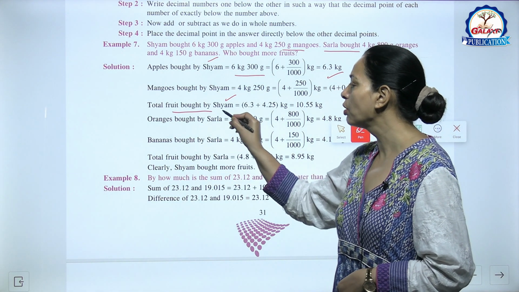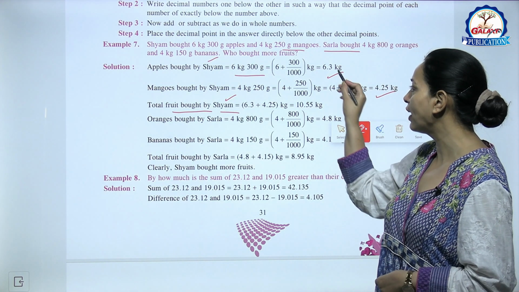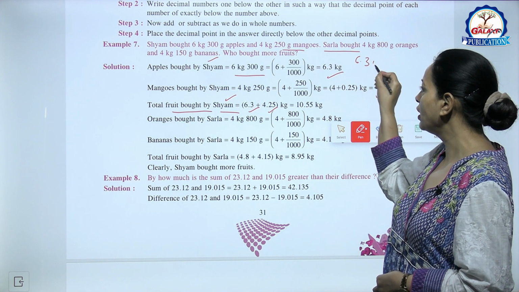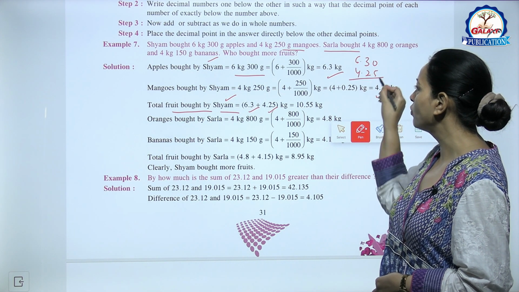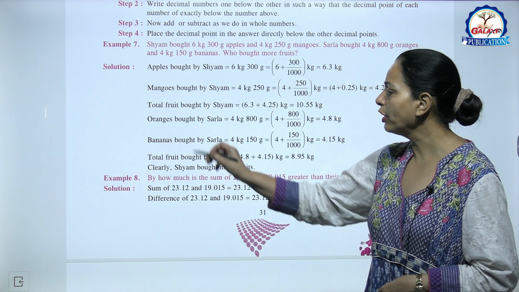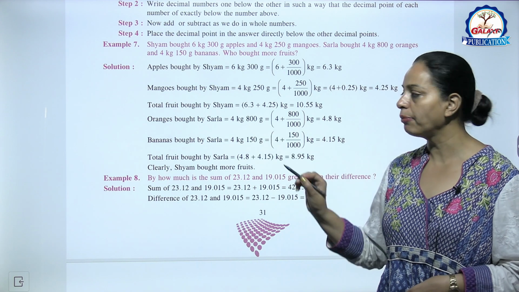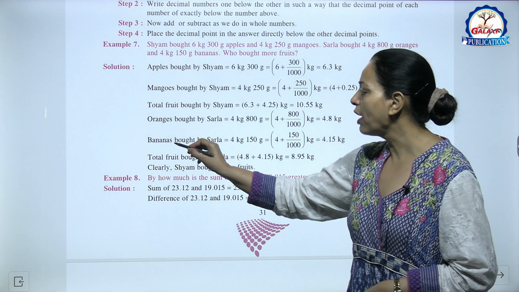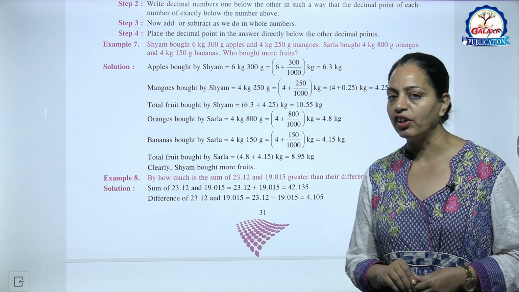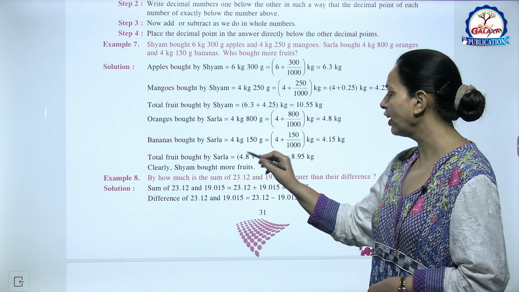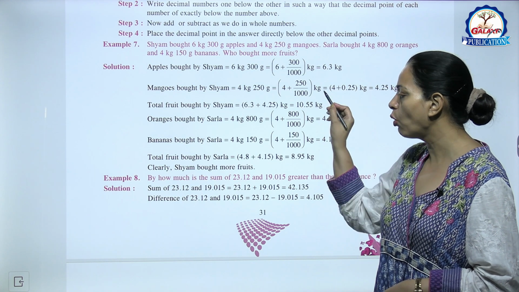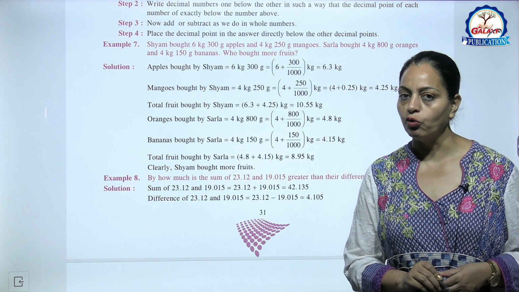Now total fruit bought by Sham, इन दोनों को हम ऐड कर देंगे. 6.3 plus 4.25 कैसे लिखेंगे? 6.30 plus 4.25. So this is 10.55 kg, right? The next, orange bought by Sarla, 4 kg 800 gram means 4.8 kg. Bananas bought by Sarla, 4 kg 150 gram, it means 4.15 kg. So total fruit bought by Sarla, इन दोनों को ऐड करेंगे, 8.95 kg. Now do comparison, who bought more? Sham bought more fruits. Okay.